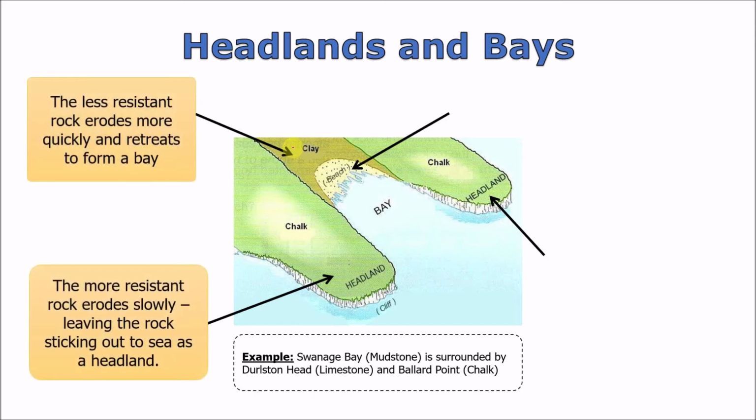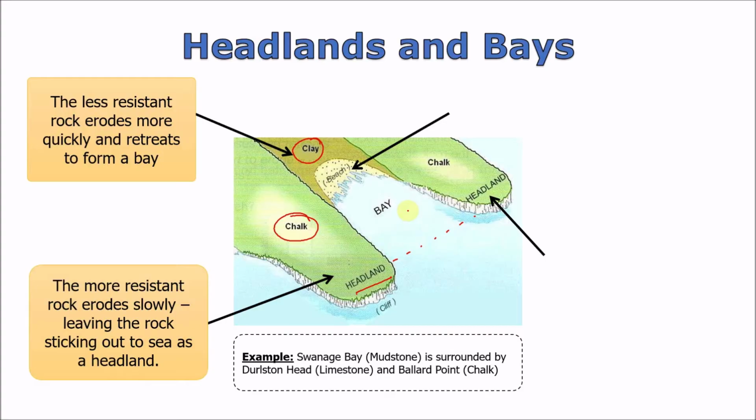Okay, so firstly we want to think about the importance of those different rock types. So in the case of the headland, that's been created because that more resistant rock, in this case the chalk, has been eroding but very, very slowly, and therefore this harder rock is left behind, sticking out to sea as a headland. The same applies on this side of the diagram as well. In the middle though, that softer rock, the clays, they've been eroded more quickly, and that rock, which may well have once been out here, has retreated back, creating that classic bay shape.